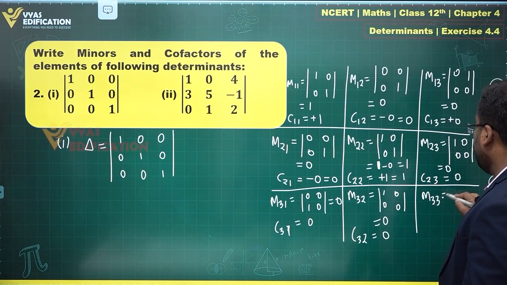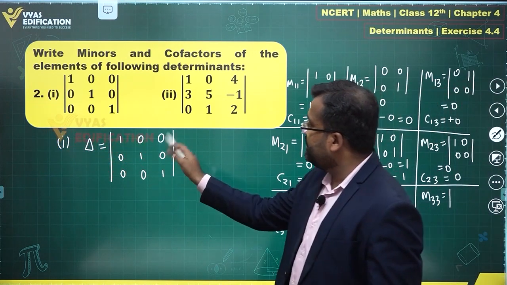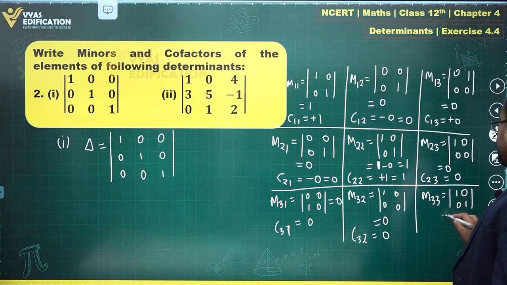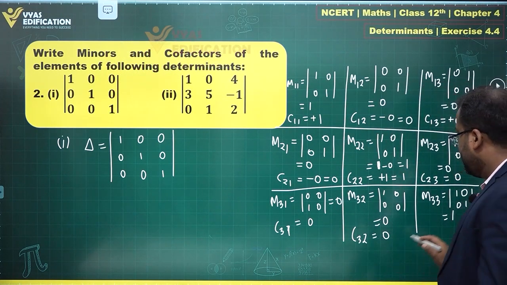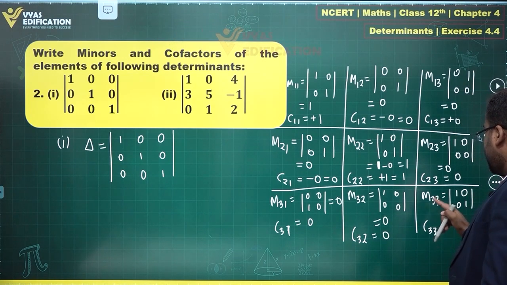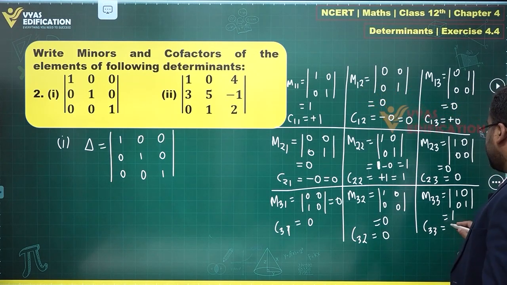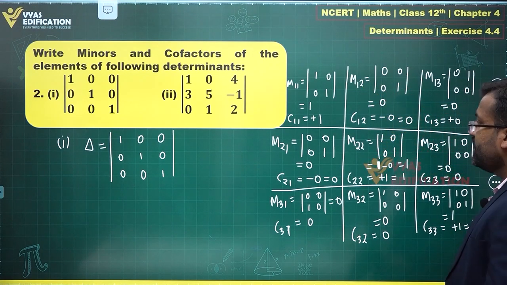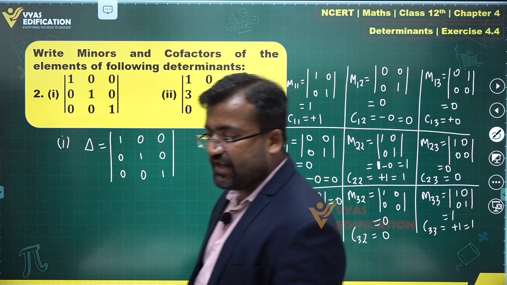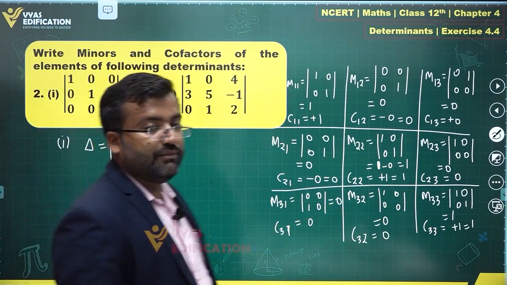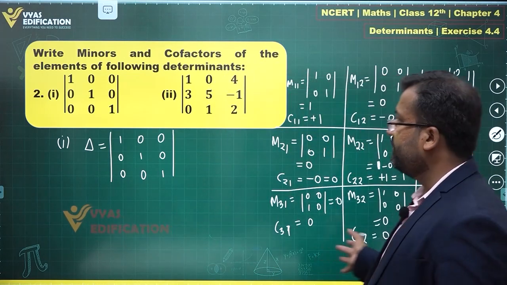M33, okay, now this is getting repetitive. Yes, M33 is 1 0 0 1. This is what you'll get. So this is a pretty simple question. The minor value is 1. The cofactor will be C33, which is minus 1 power 3 plus 3, minus 1 power 6, that is equal to plus 1, which is 1. So yes, it is getting repetitive, but that's a complete solution of this question, having found all the minors and cofactors one by one using this.